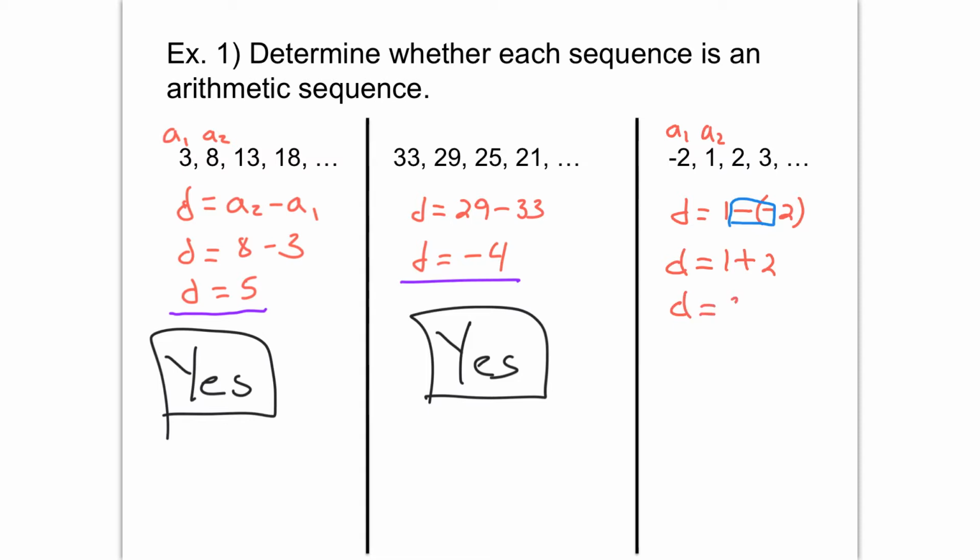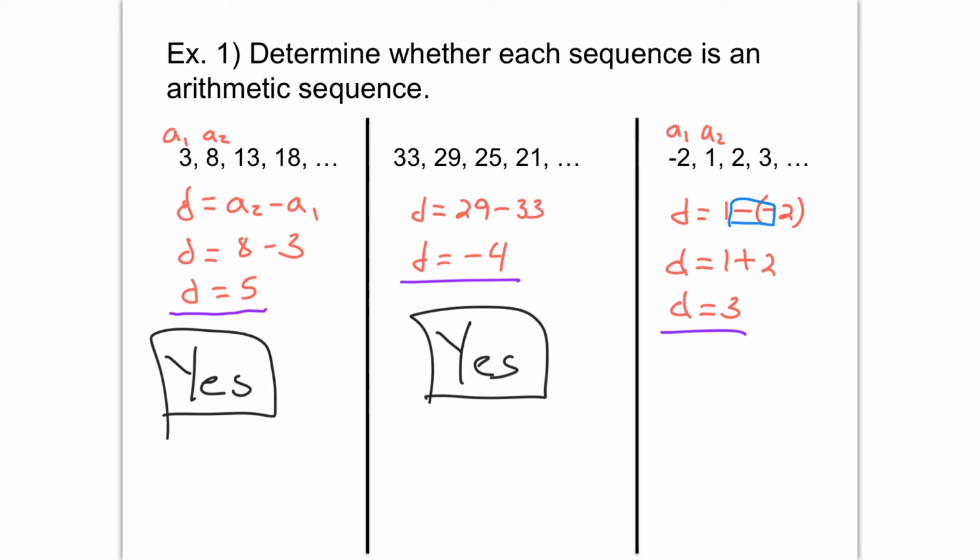So d equals 3. So if that's the case, my common difference is 3. I'm adding 3 every time. That's a positive 3, so I'm adding. If you take negative 2 plus 3, that is positive 1. But the next one, positive 1 plus 3, is 4. Nope, we don't have a 4, we have a 2. And if you check the next one, 2 plus 3 is 5. Nope, we don't have that. We have a 3, not a 5.